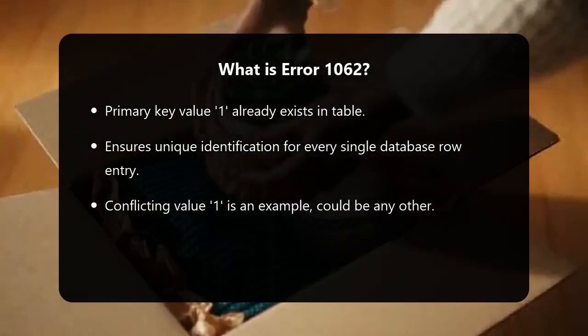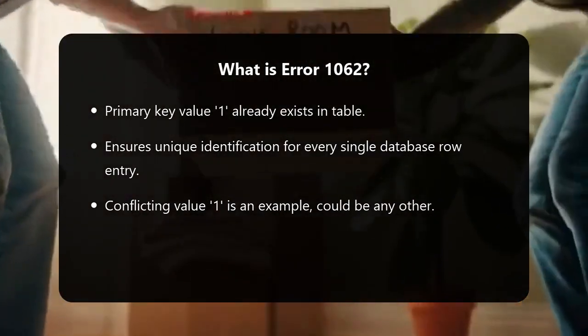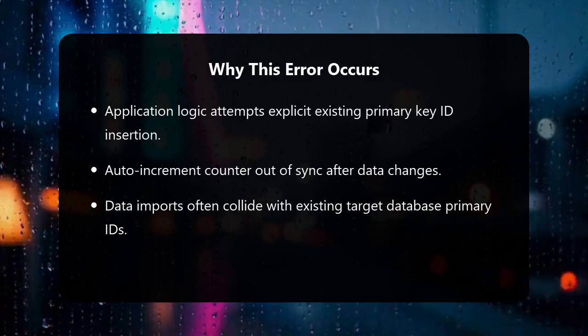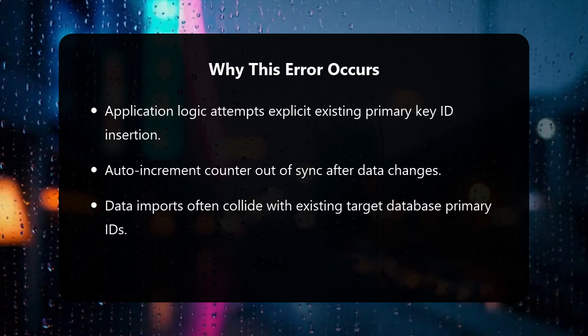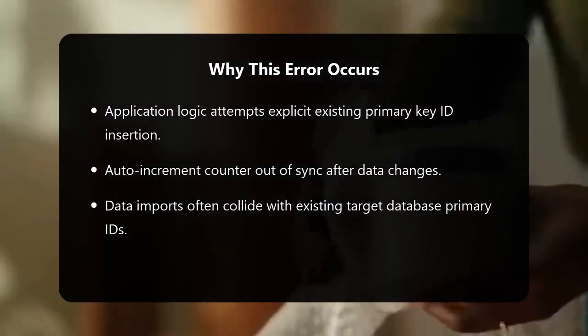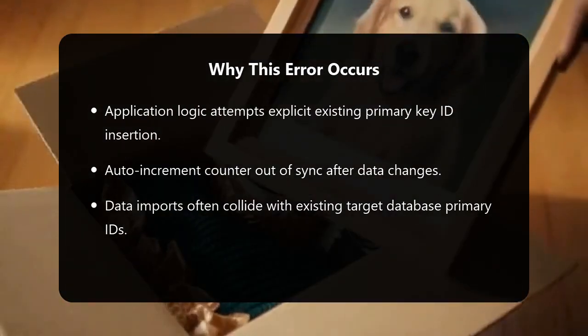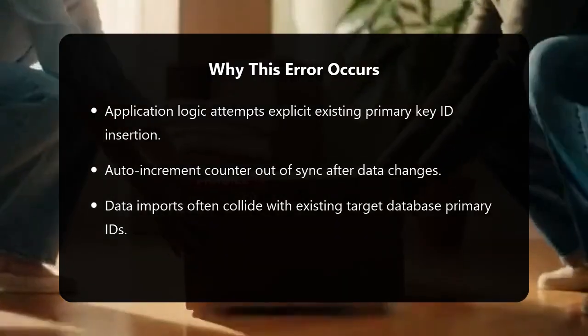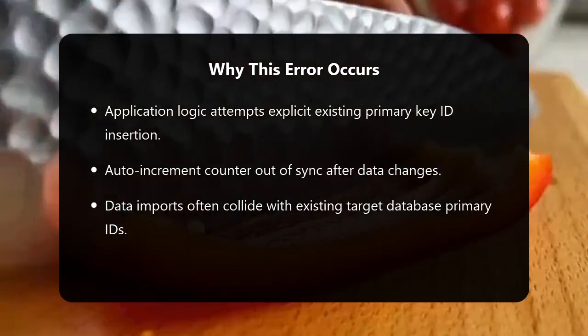One frequent culprit is an application logic error where your code attempts to explicitly insert a value for an auto-increment primary key column that's already taken, perhaps by not checking for existence first or by miscalculating the next available ID. Another significant cause, especially after database migrations, data imports, or manual insert statements, is when the auto-increment counter for a table gets out of sync with the actual maximum ID present in the table.